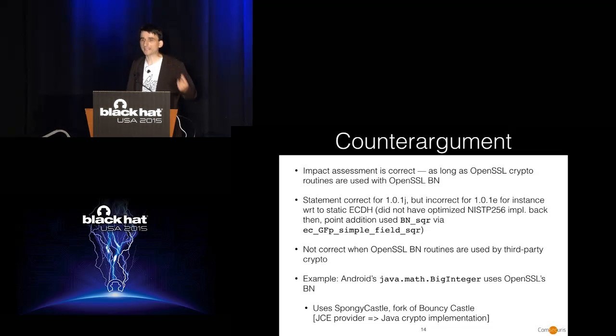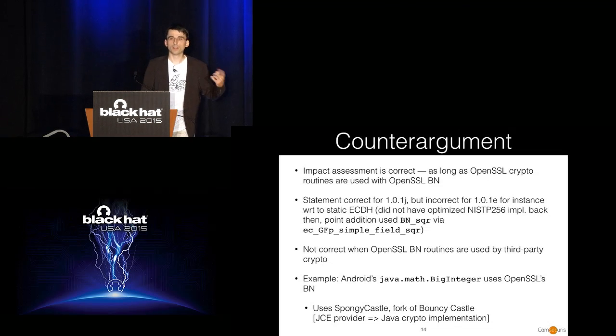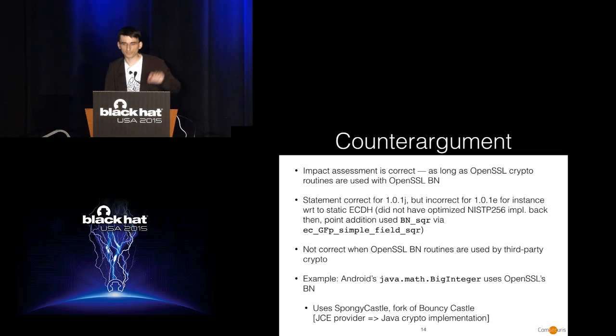In that case, I tried to skip the elliptic curve part of the talk because I was told that might be too technical for here. But this will be in the white paper. There is a related attack that most likely carries over to this. And as I mentioned before, it's not correct when you use OpenSSL BN routines with third-party crypto. For instance, if you look at Android, they use OpenSSL underneath for the Java math BigInteger. And they have Spongy Castle, which is a Bouncy Castle fork on top of that. And in that case, the arguments here are invalid as well.